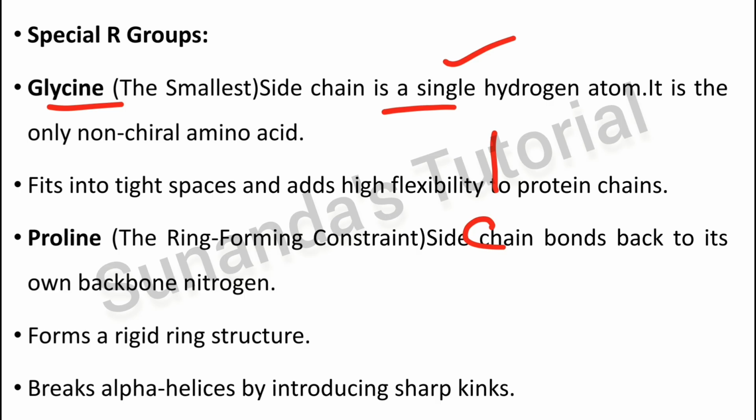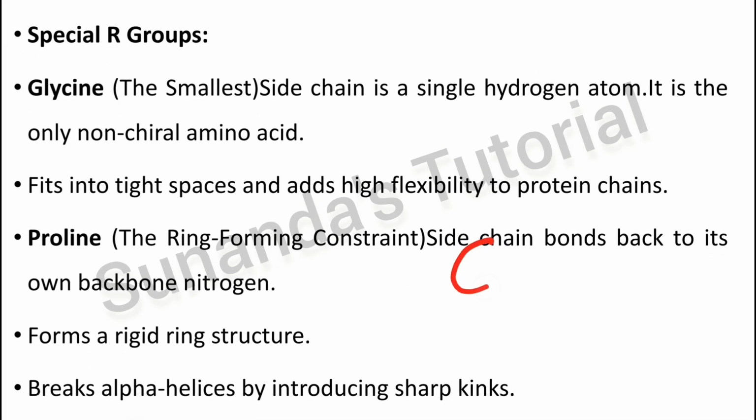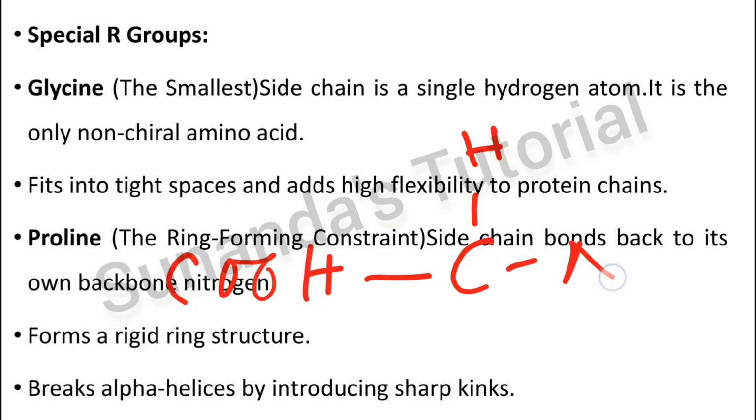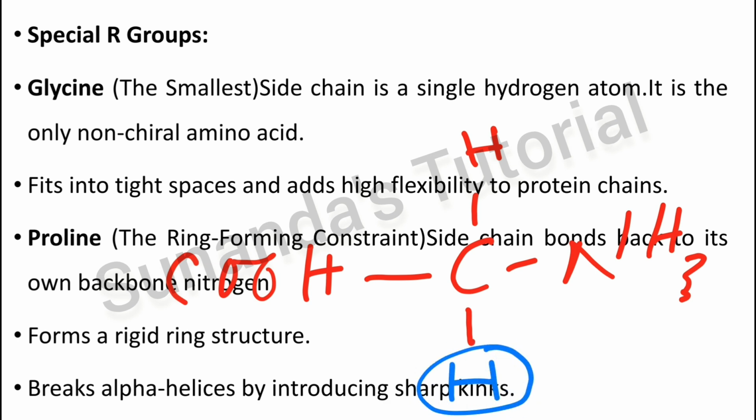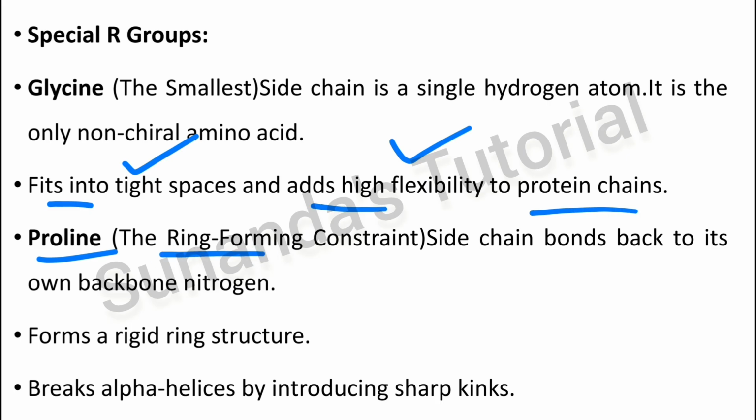That means it is the alpha carbon, one hydrogen is there, a COOH group, NH3, and here in place of the side chain a hydrogen atom is there. It is the structure of glycine. It is the simplest and smallest amino acid. It fits into tight spaces and adds high flexibility to the protein chain. So that is the case of glycine. Next, proline, the ring-forming constraint.